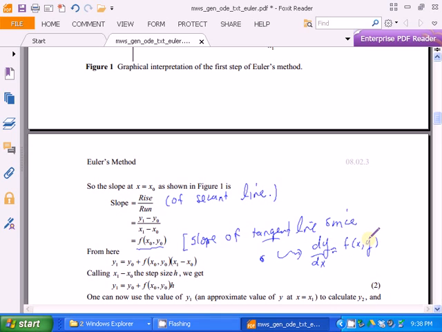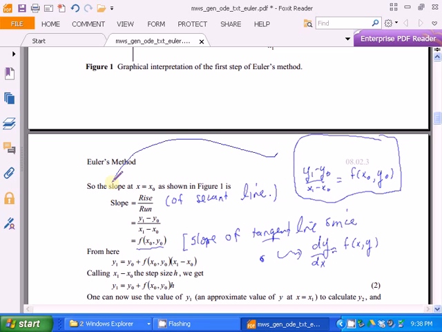Okay. So what equation do we have here? We have (y1 minus y0) over (x1 minus x0) equals f(x0, y0). Let me just write it up here. (y1 minus y0) over (x1 minus x0) is equal to f(x0, y0). Okay. All we have to do is rearrange this and solve for y1, and we get this result down here.